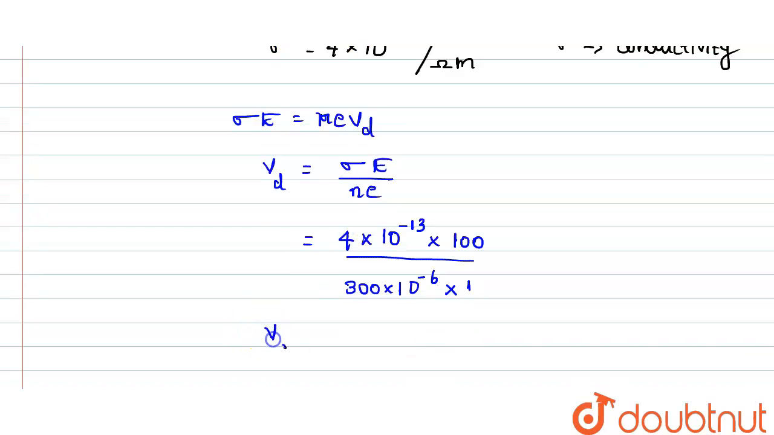So the drift velocity, or the average speed of ions, will be equal to 1.3 into 10 raised to minus 7, and the unit will be meter per second. So the average speed of ions will be 1.7 into 10 raised to minus 7 meter per second. So this will be the answer.